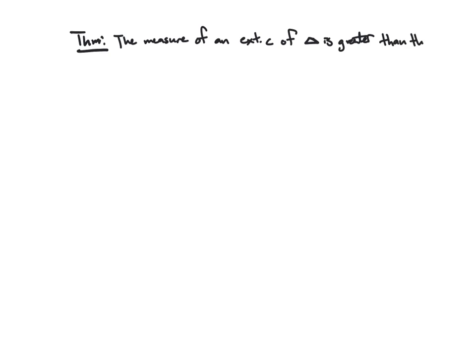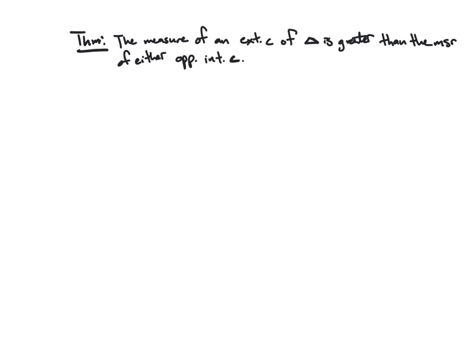Both of these correspond to things we know in Euclidean geometry. So, for example, for the first one, in Euclidean geometry, we know that the measure of an exterior angle of a triangle is greater than the measure of either opposite interior angle.